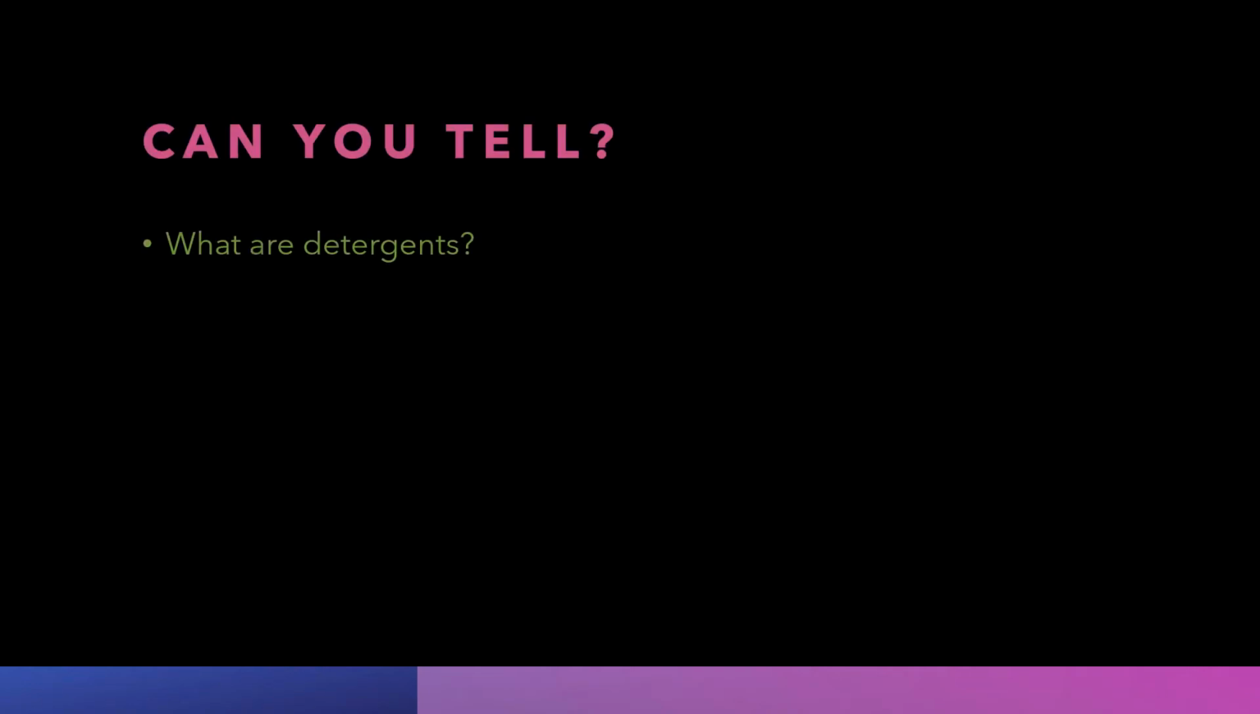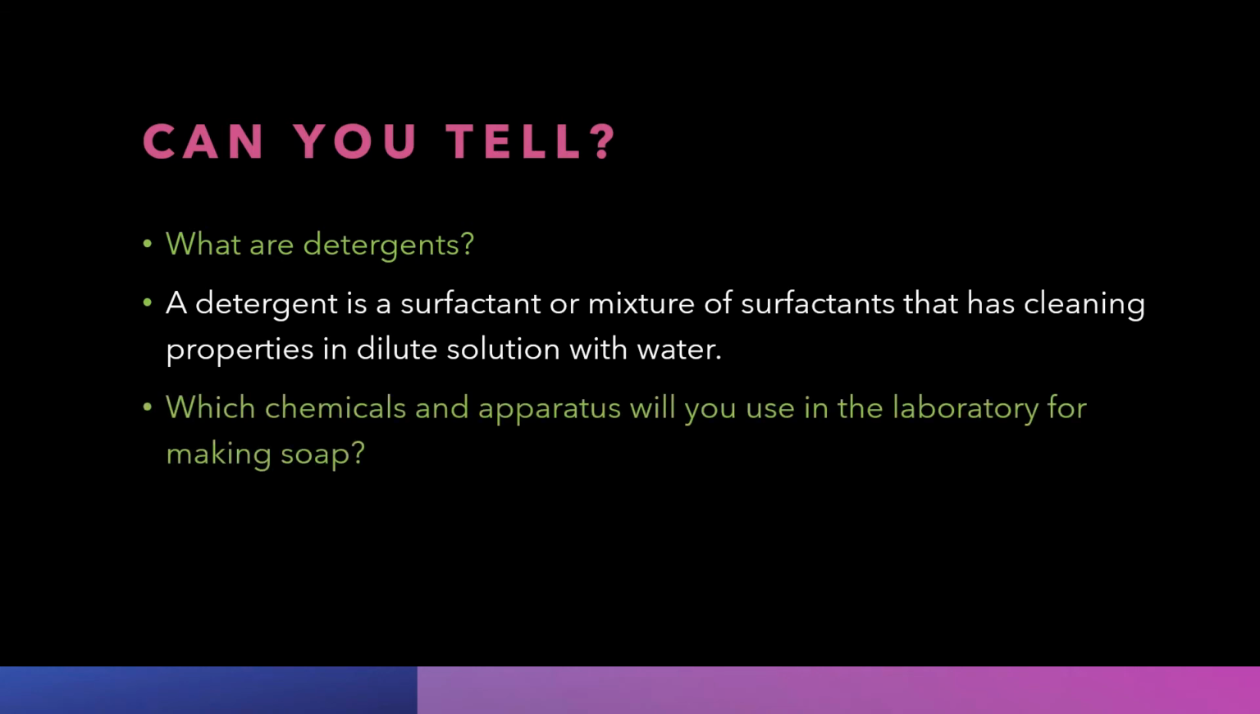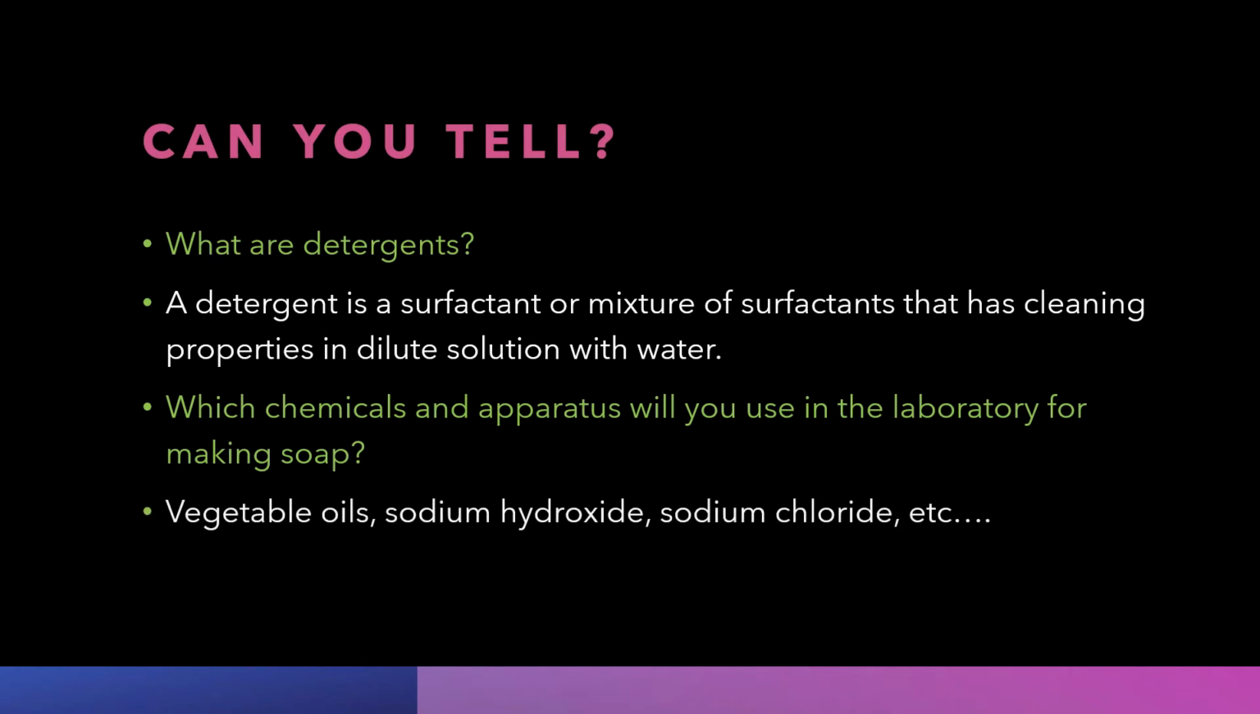Children, can you tell what are detergents? A detergent is a surfactant or a mixture of surfactants that has cleaning property in dilute solution with water. Can you say which chemicals and apparatus will you use in the lab for making soap? This you have learned in your previous standards. We use oils like vegetable oils and chemicals like sodium hydroxide, sodium chloride, and apparatus like beaker, burner, etc. for making soap in the lab.